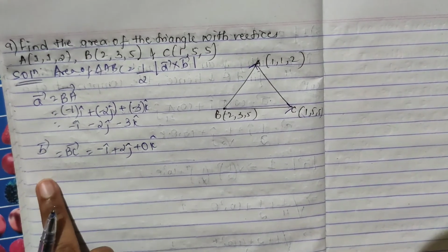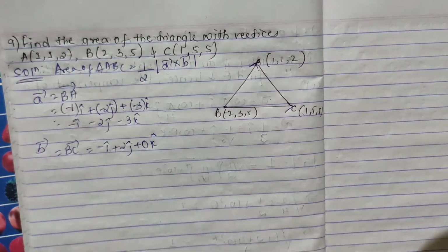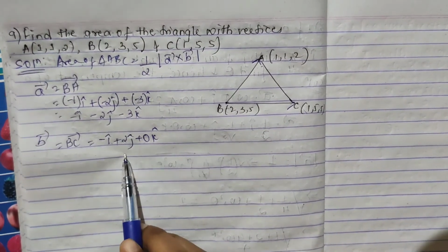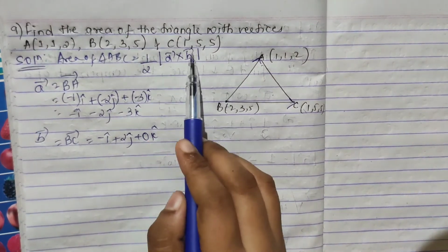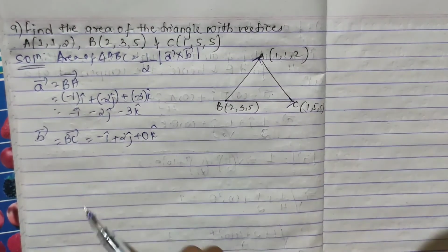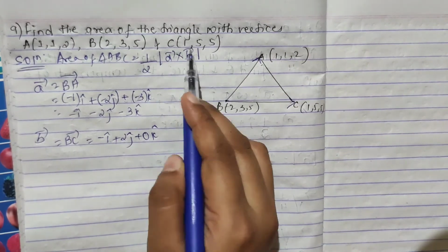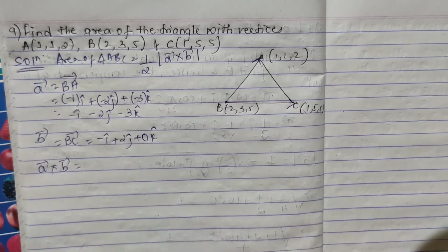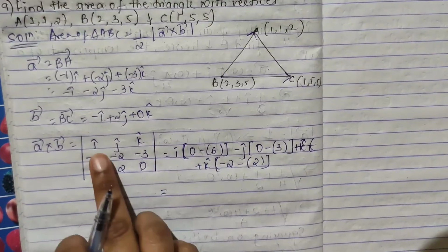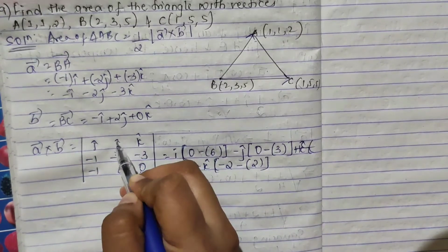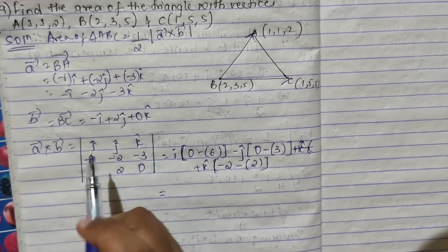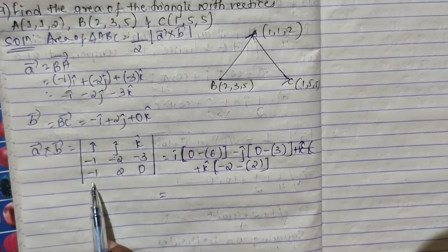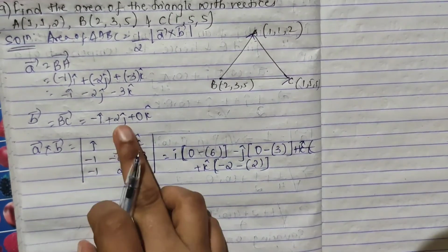So you have got vector A and vector B. Now we'll put them in the area formula. First you have to find the modulus of vector A cross vector B, and before that we have to find vector A cross vector B. We do this with a determinant of i, j, k, with the components of A: minus 1, minus 2, minus 3, and of B: minus 1, 2 and 0.